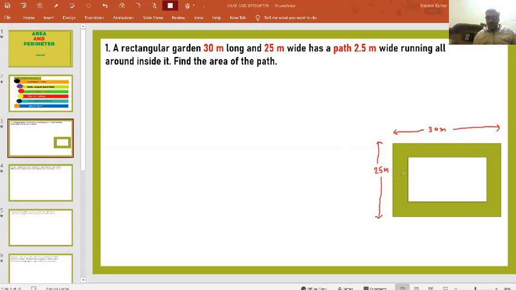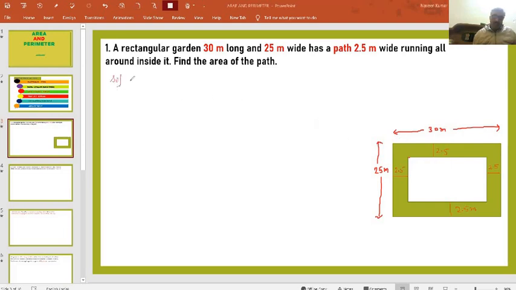पाथ सेम ही रहेगा सारी ओर से, तो यहाँ 2.5 है, तो यहाँ भी 2.5 ही होगी width, तो यहाँ भी 2.5. Width of path is always same on the all sides. Now this one is outer rectangle and this one is inner rectangle. ये कौन सी rectangle है? Inner rectangle, and this is outer rectangle.